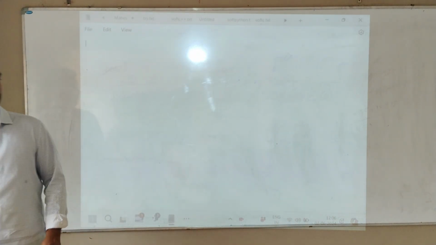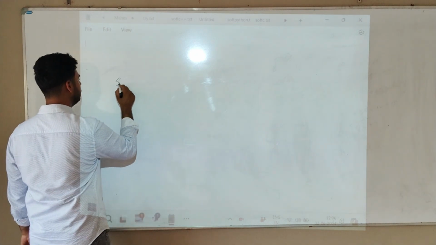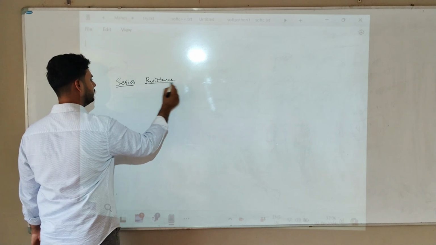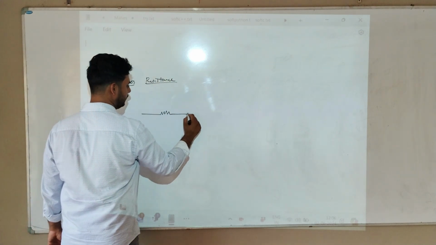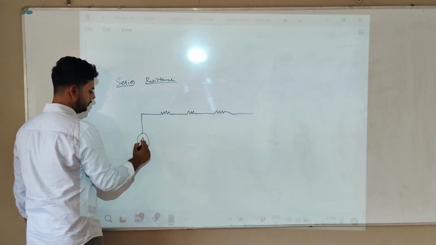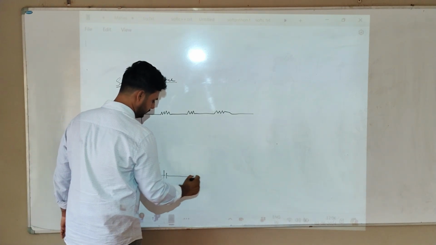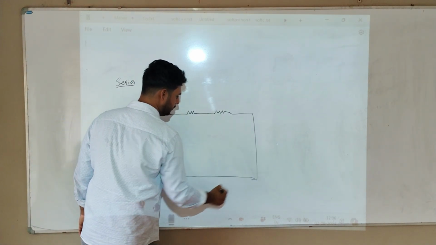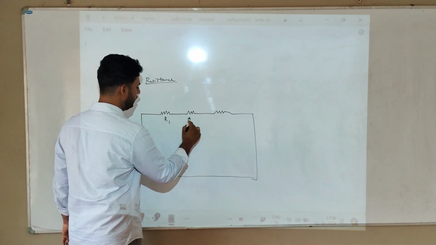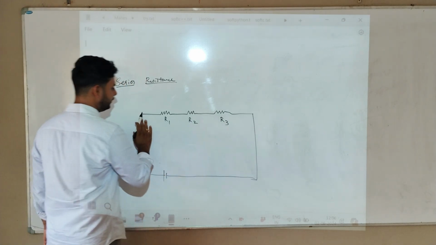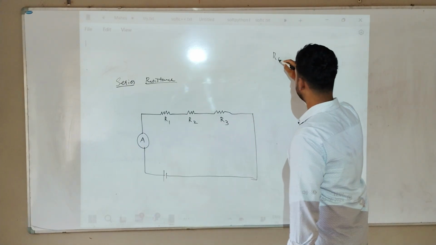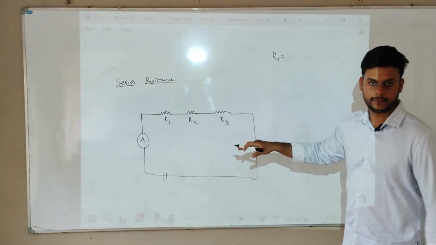Okay, see here. If we take series resistance, this is R1, R2, R3. These are all connected in series, you can see them. So if I need to find RS, the total resistance, there is one more question. This has appeared for the board.